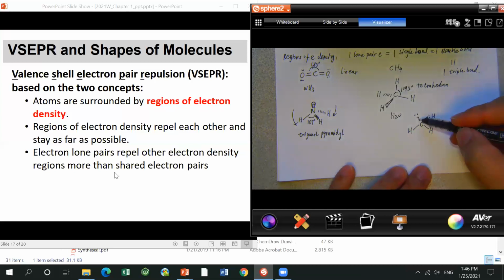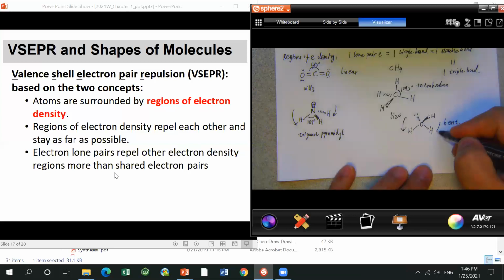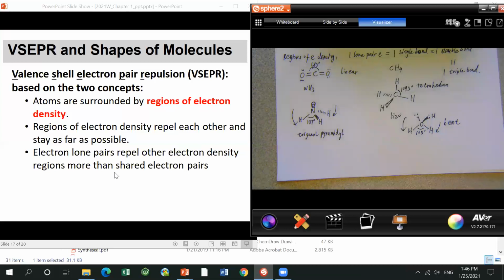if I ask about the shape of the regions of electron density, it is still tetrahedral, because you need to count these two lone pairs of electrons. But if I ask about the molecular shape, you only need to count the atoms and bonds, so that should be called bent. And because these two lone pairs want to take more space, they further push down the O-H single bonds, and then the bond angle becomes 105 degrees, something like this.